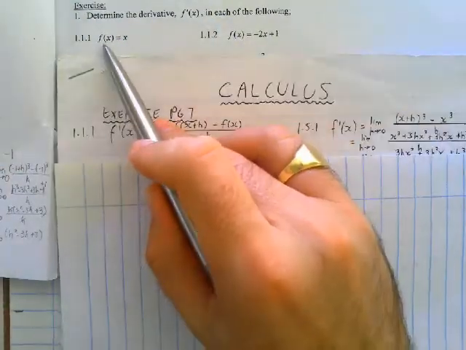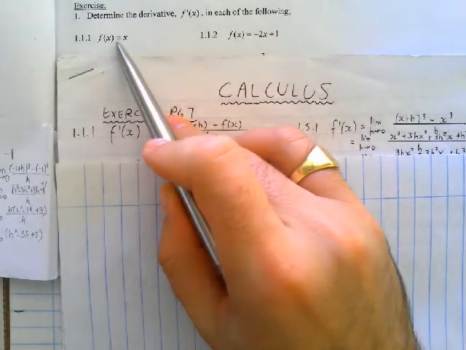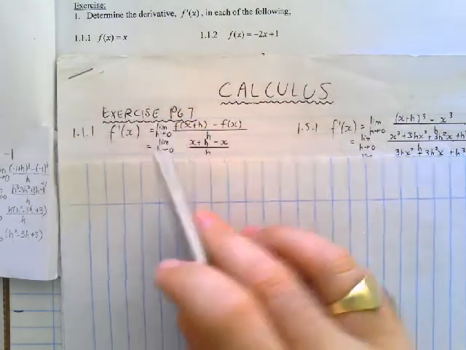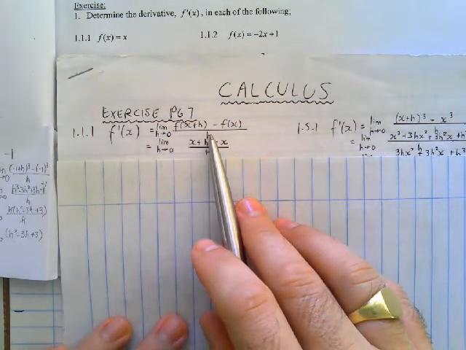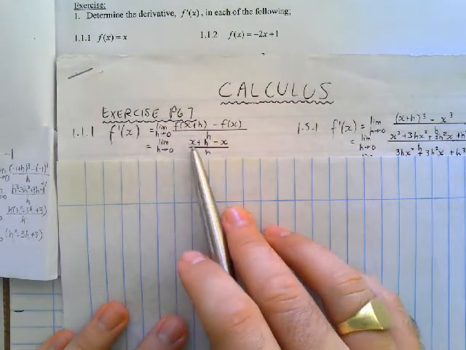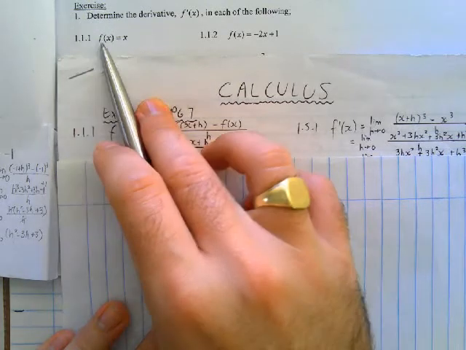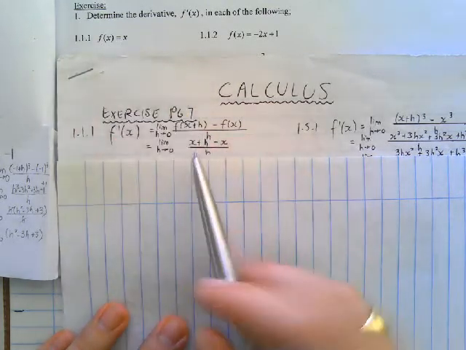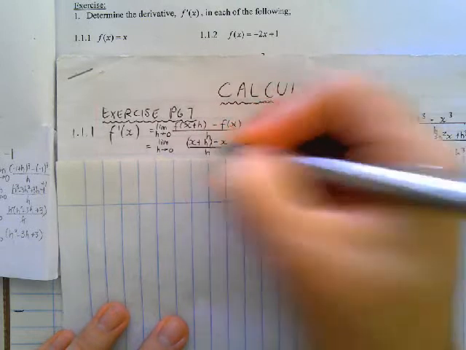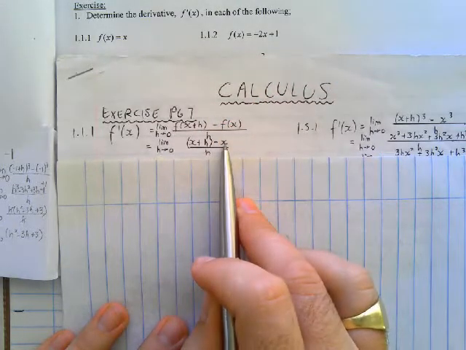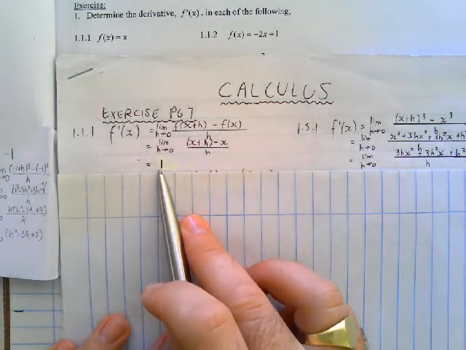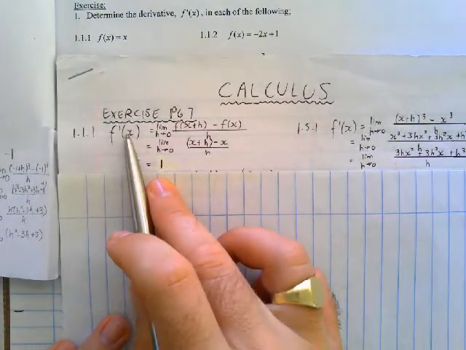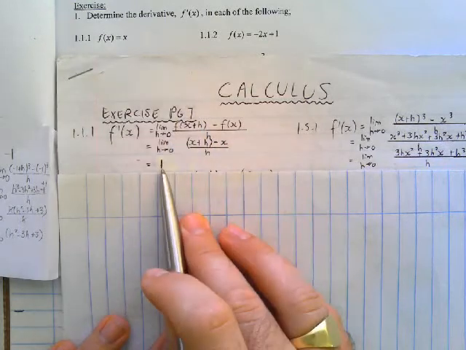In 1.1, you've got f(x) equal to x. In other words, y is equal to x, which is a straight line. To work out the first derivative, remember, we first write out the basic formula. Then here's our f(x), which is simply x. So (x plus h) minus x. The x's will cancel and you'll have h over h, which is 1. So the first derivative of this function is 1.